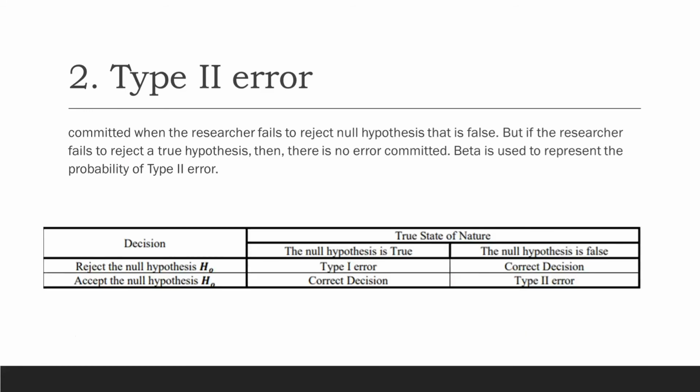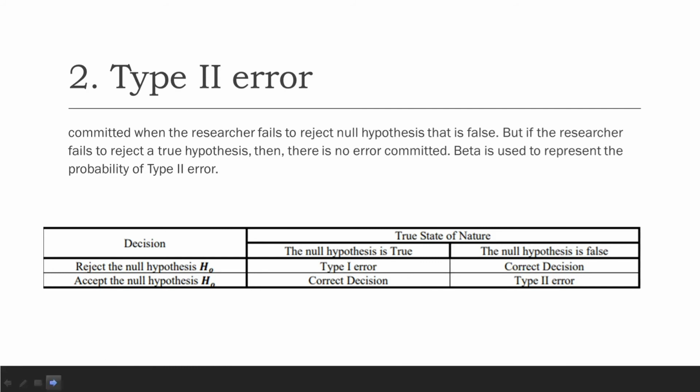So, we have here the table again. Kanina, nireject niya yung true, then this is a type 1 error. Pag nireject niya yung false, then that is the correct decision. Dito naman is, kapag hindi na-reject ni researcher yung null hypothesis na false.